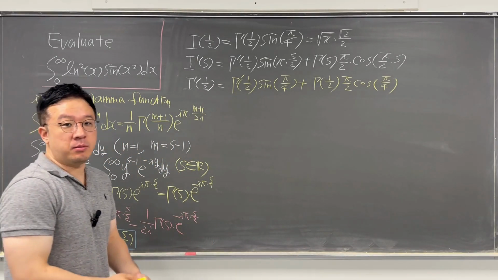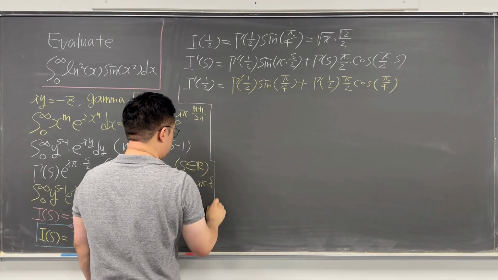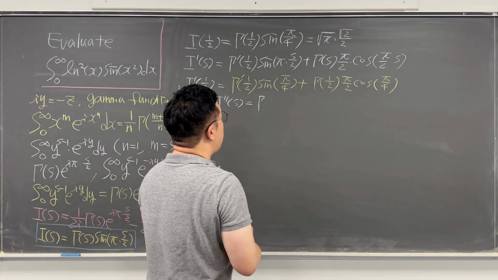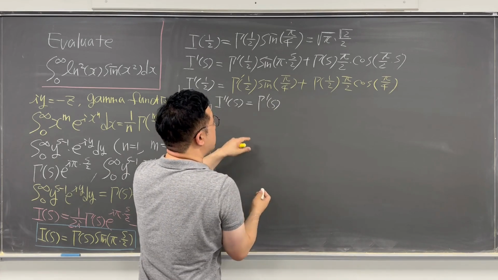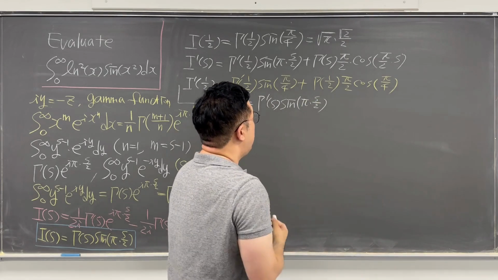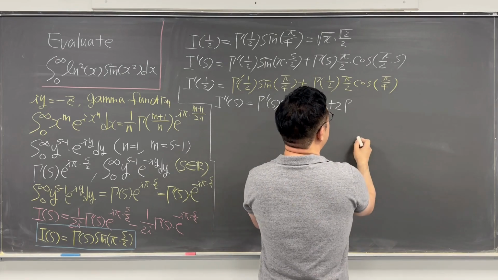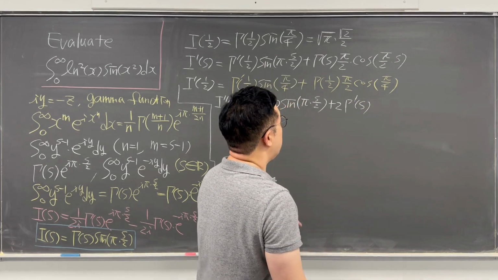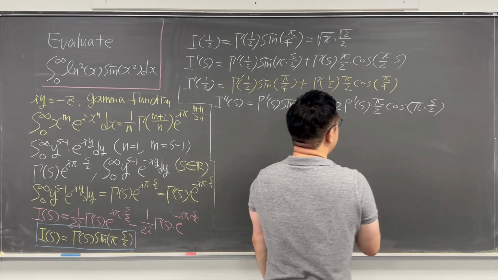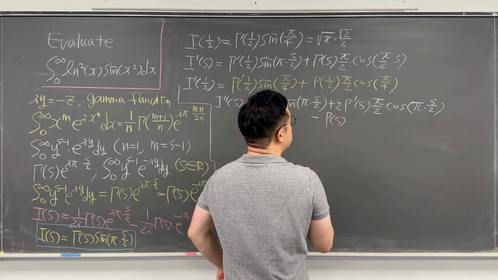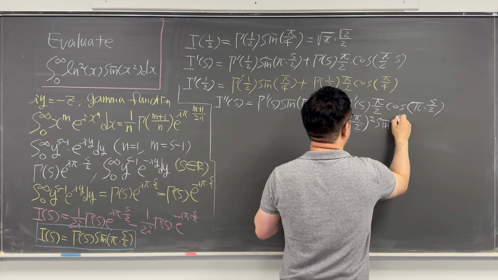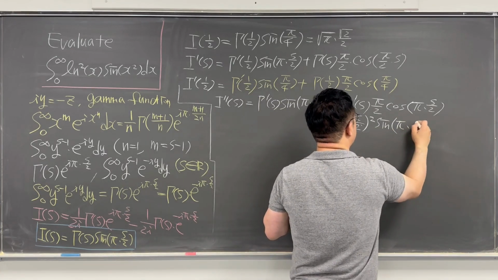Then let's move on and talk about I double prime of s. So I double prime of s is going to be gamma prime of s times sine of pi times s over 2, and then that plus 2 times gamma prime of s times pi over 2 times cosine of pi times s over 2, and then minus gamma of s times pi over 2 squared times sine of pi times s over 2.